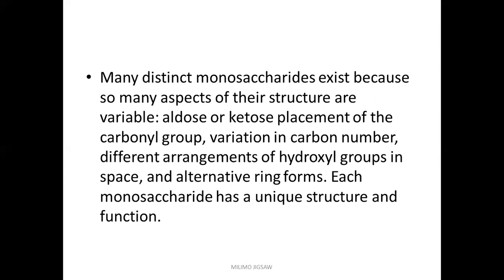So we find that there are many different types of monosaccharides that exist because of the variability in their structures. So for example, we have aldoses, we have ketoses, we have variation in the number of carbons, we have different arrangements of hydroxyl groups in space, and there are also alternative ring forms. So we find that each monosaccharide will have a unique structure and function. So the monosaccharides have different aspects of their structure, which gives variability in their structures and functions.